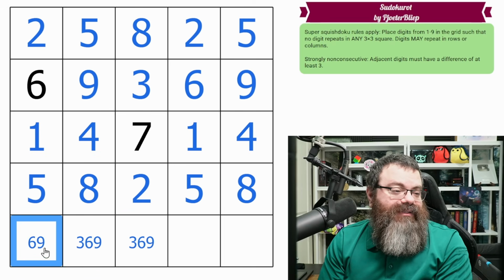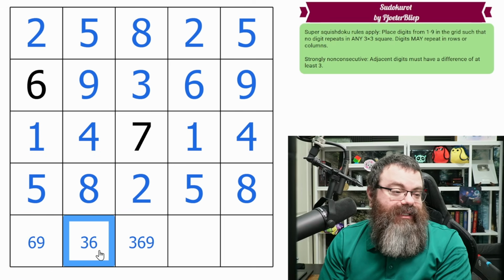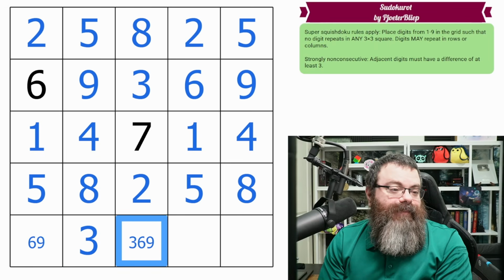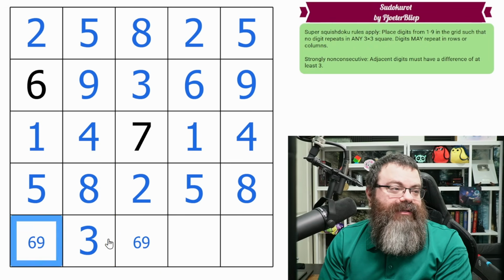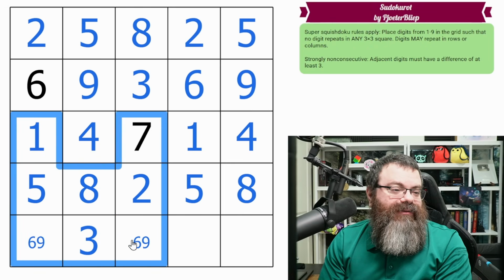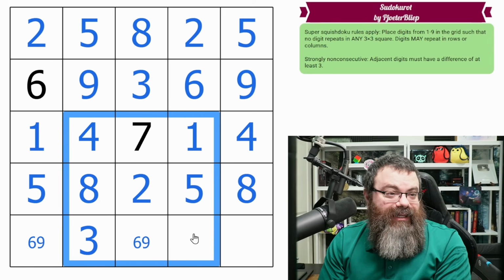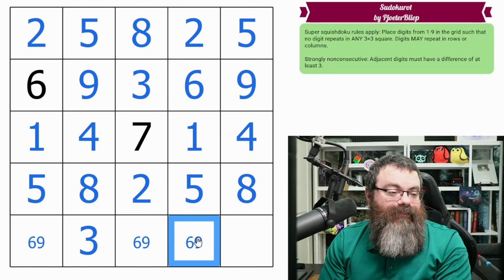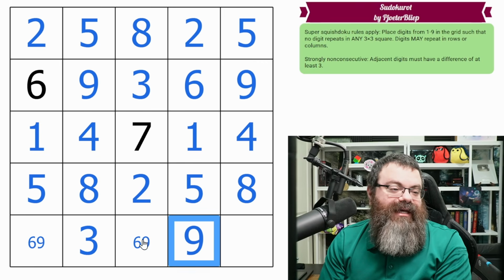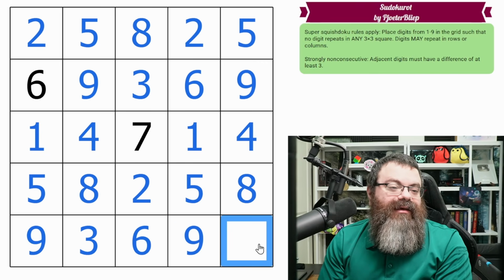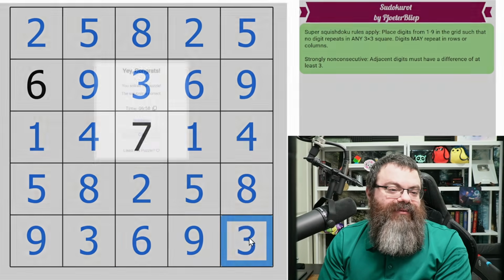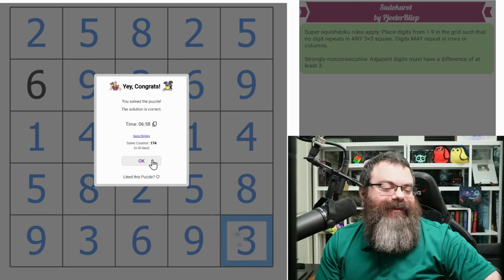So 5 can't be next to 3. 8 can't be next to 9 or 6. So that's our 3. And then I don't know that this 6, 9 is resolved here. Is it resolved here? This also needs 6, 9. But 6 can't be next to 5. So that's 9. That's 6. That's 9. And this is whatever this needs, a 3. Okay, well, I did it.